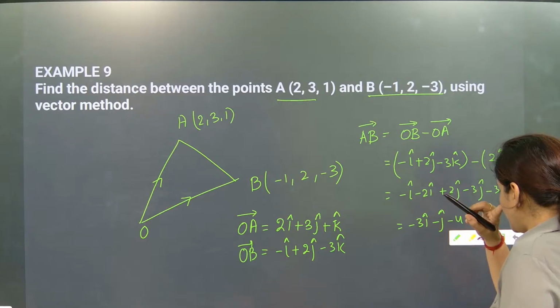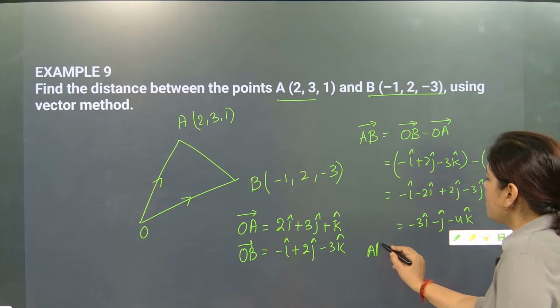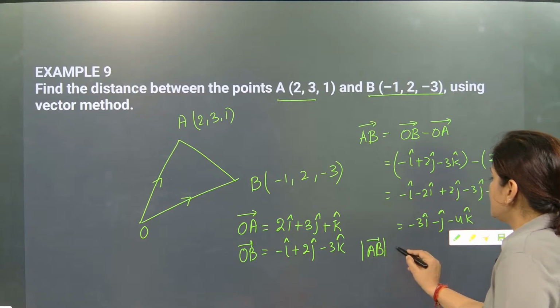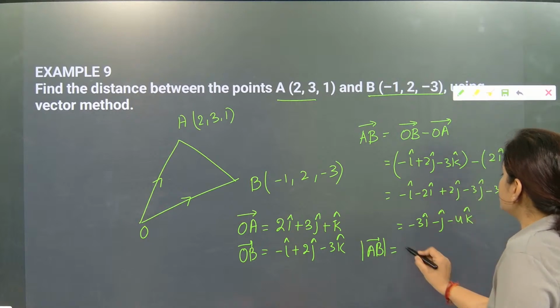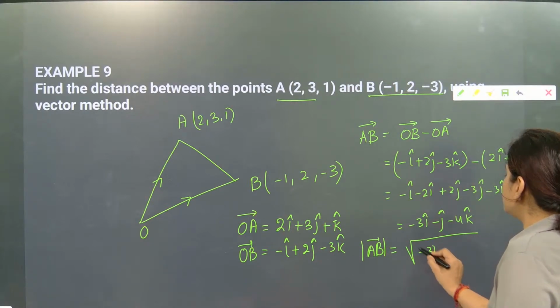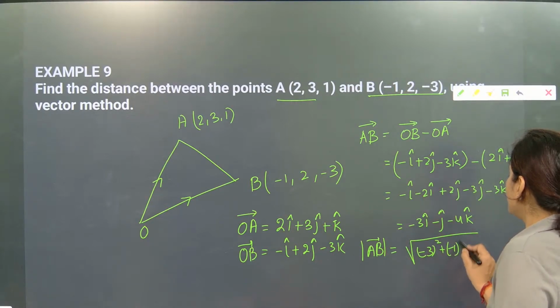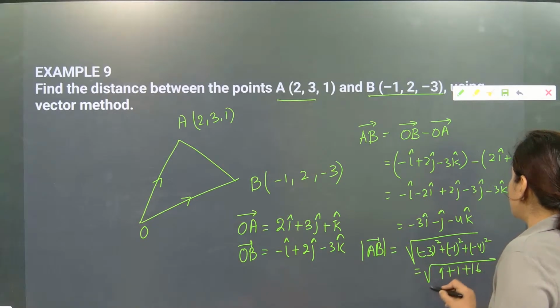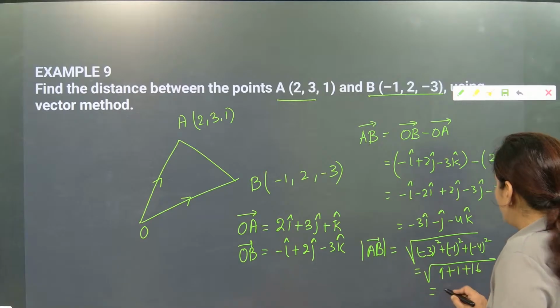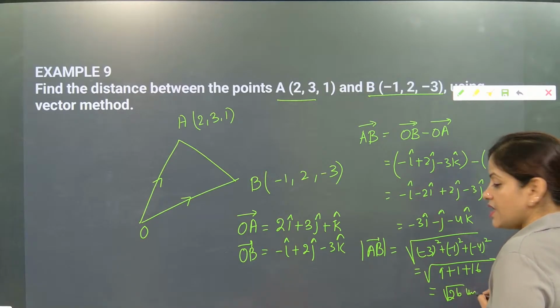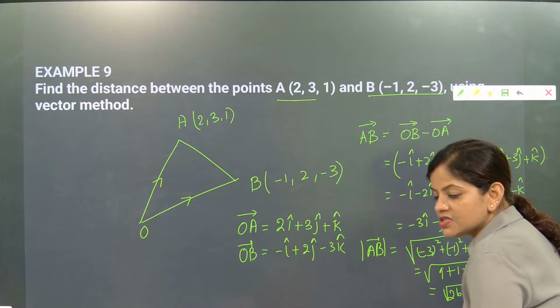So now if we are getting the magnitude of AB vector, magnitude is nothing but distance. So this part will become minus 3 square plus minus 1 square plus minus 4 square, beta. So it is coming as 9 plus 1 plus 16. So it is coming as how much? Root under 26 units. Anybody got that? Root under 26 units? Come on, say.